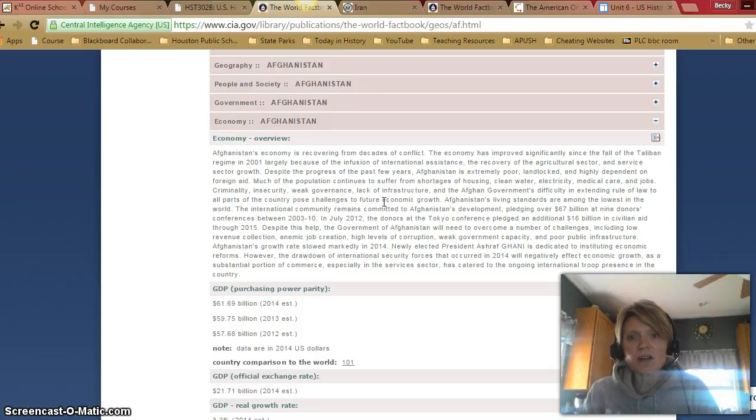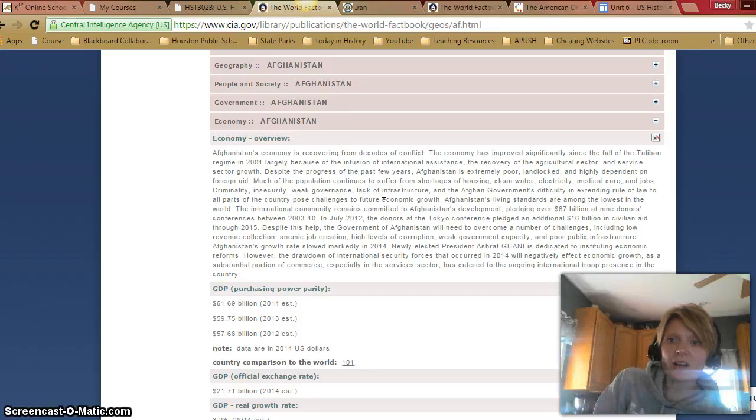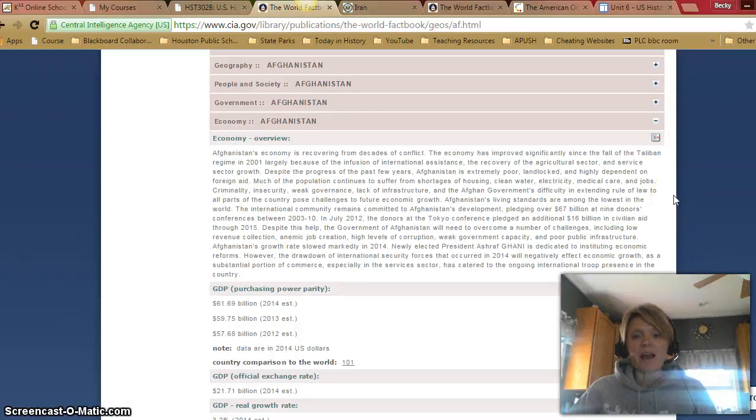Much of the population continues to suffer from shortages of housing, clean water, electricity, medical care, and jobs. Criminality, insecurity, weak governance, lack of infrastructure, and the Afghan government's difficulty in extending rule of law to all parts of the country pose challenges to future economic growth. Afghanistan's living standards are among the lowest in the world. The international community remains committed to Afghanistan's development, pledging over $67 billion at 9 donors conferences between 2003 and 2010. Okay, let's just stop there. So we see some of the things they're struggling from: shortage of housing, clean water, electricity, weak governance, lack of infrastructure, and such.